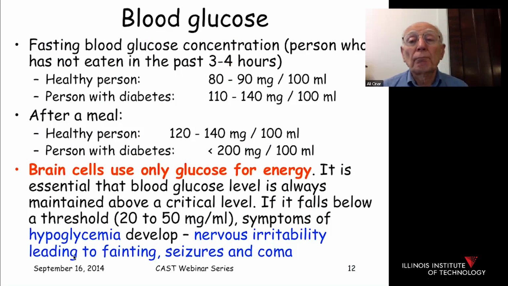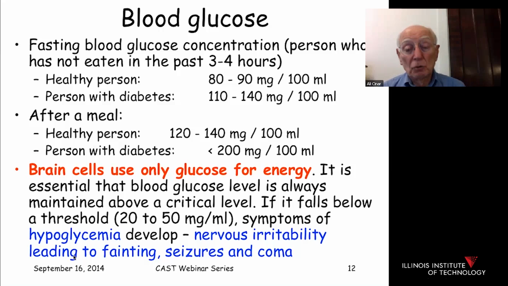The blood glucose concentration for a healthy person is 80 to 90 milligrams per 100 milliliter of blood. With people with diabetes, it goes to a higher level, 110 to 140. And right after a meal, for a healthy person, it goes to the 120 to 140 range. But with people with diabetes, it can go very easily far higher than 200 milligrams.